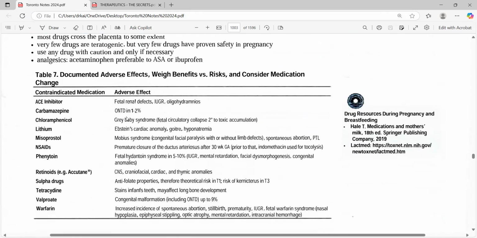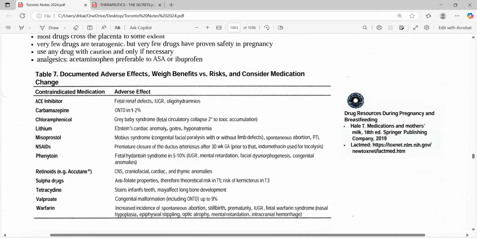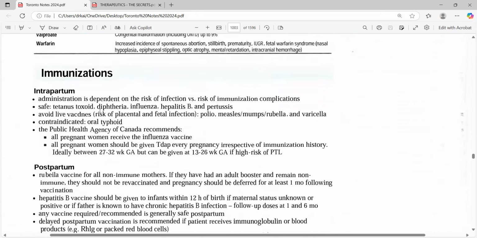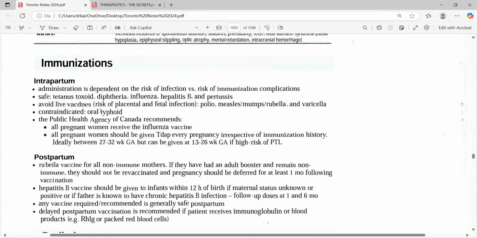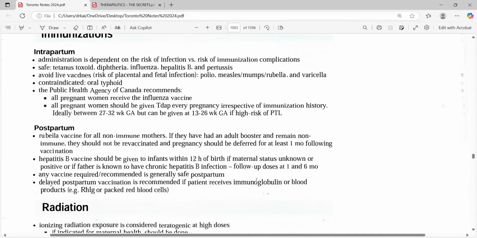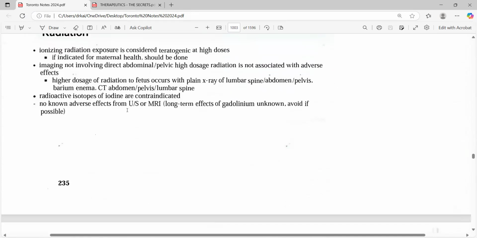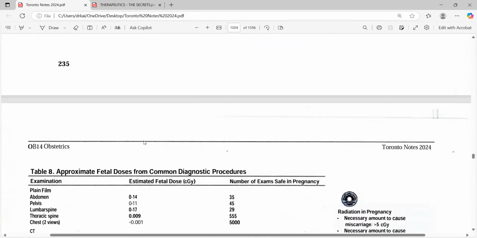What are the medications that can cross the placenta in pregnancy and then cause damage? ACE inhibitors, carbamazepine, chloramphenicol, lithium, misoprostol, NSAIDs, phenytoin, retinoids, sulfa drugs, tetracycline, valproate, and then warfarin. Then comes immunization. So offer all of the immunizations, especially rubella and hepatitis B, delayed to postpartum. Usually ultrasound and MRI are safe, no X-rays or CT scans.